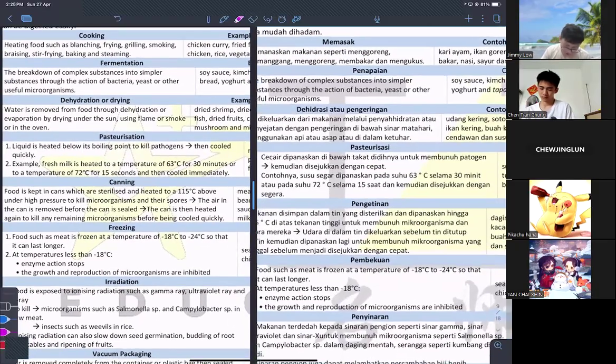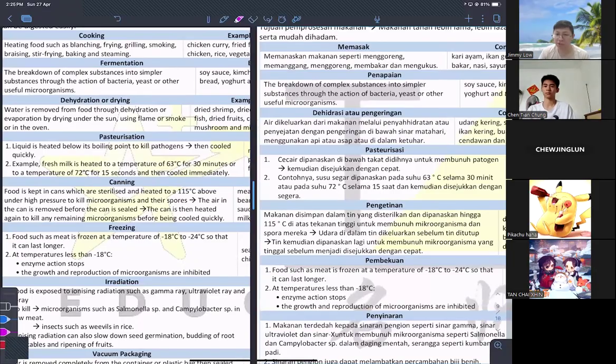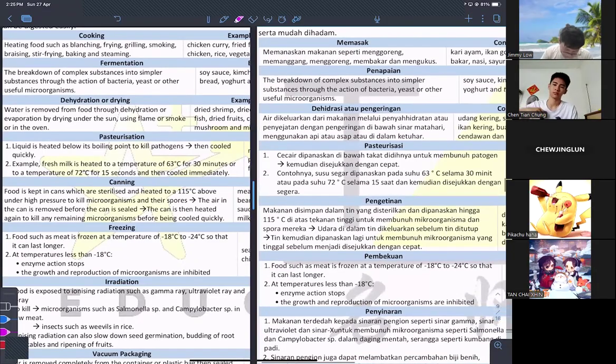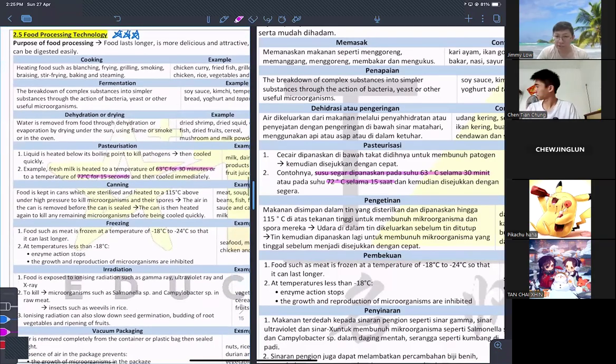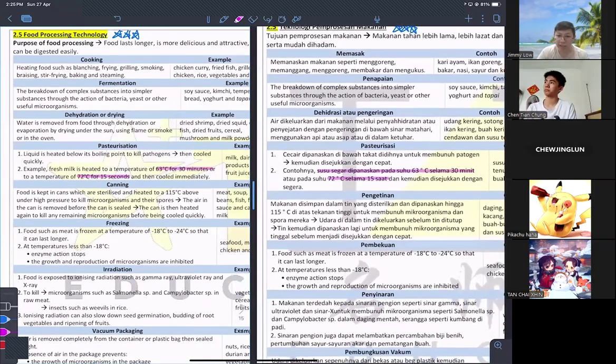In Malaysia, I don't know why the government very, very like to ask you this kind of question. You take fresh milk, you heat it at 63 for 30 minutes or 72 for around 50 seconds. You have to know how to do pasteurization. This one, you must know at least how to explain them. So among all of these things, pasteurization is worth being highlighted.